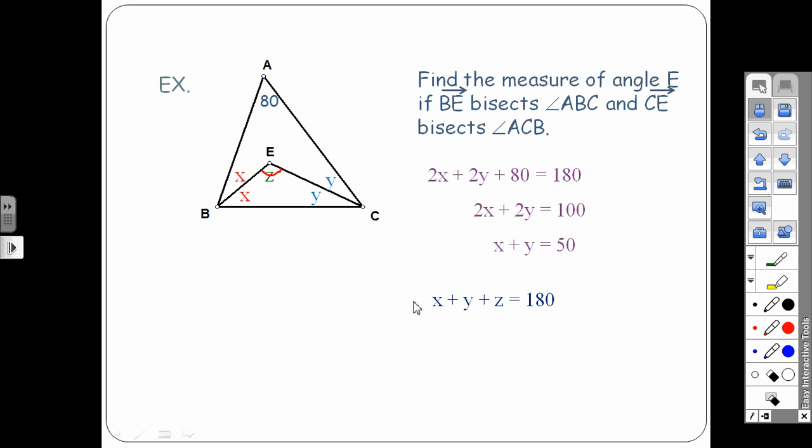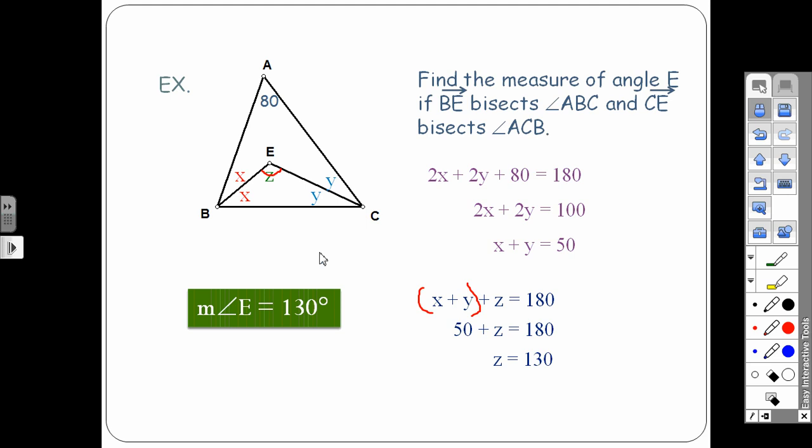Well, here's the interesting part. We just solved for this: x plus y equals 50. So right here where we see x plus y, we can group this together. That quantity right there can be replaced with the 50. So now we get the equation 50 plus z equals 180. We can solve for z, and z comes out to be 130. And remember, z represented angle E, so we now know angle E measures 130 degrees.